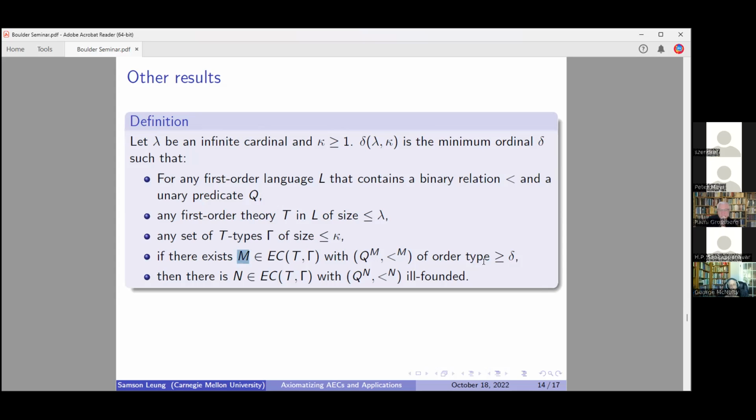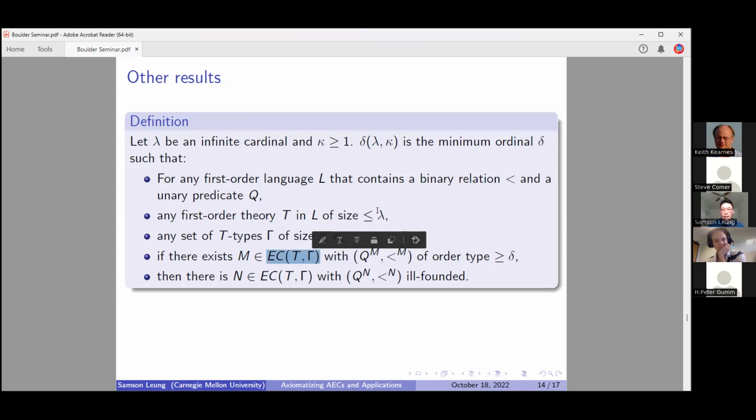Such that if it is of type at least delta, then you can find another model where the ordering is ill-founded. And the fine print is that they're all about EC classes, and the lambda, K are about the parameters. So we won't need to do any proofs with this property. Here, just for you to take a look.